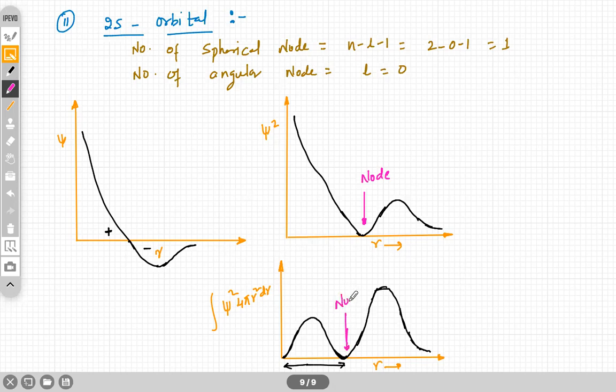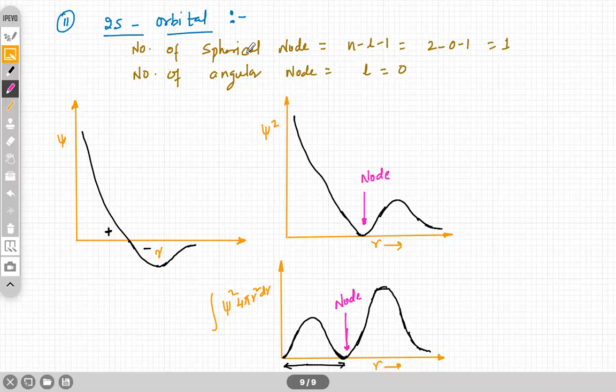Sir, won't the node be a nodal region? How will it be a point, sir? No, on the graph, this means what? From the nucleus, at this distance, we have a node. That is what it means. But when you draw this, the surface, I'll show you how do we draw it. It just represents that at this distance, one nodal surface is present. And what is a nodal surface? It is a spherical surface.